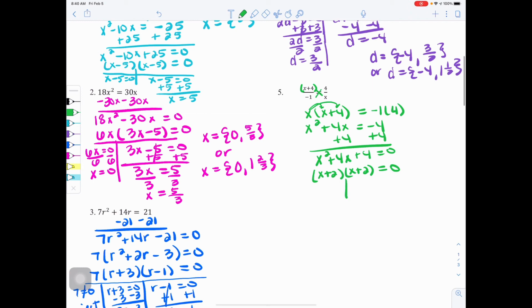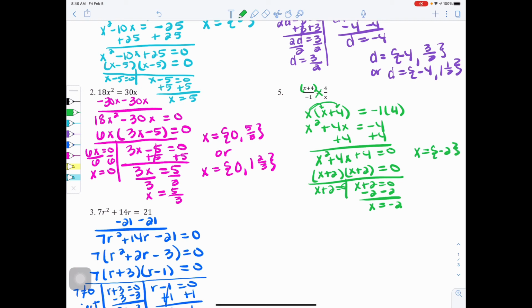So now I'm going to T-chart that. I've got x plus 2 equals 0 and x plus 2 equals 0. So again, there's no need to do both sides. They're the same equation. So you're going to subtract 2 from both sides and you get x equals negative 2. So x equals negative 2.